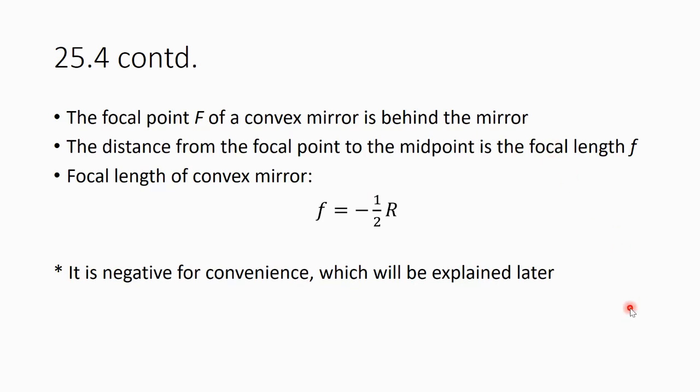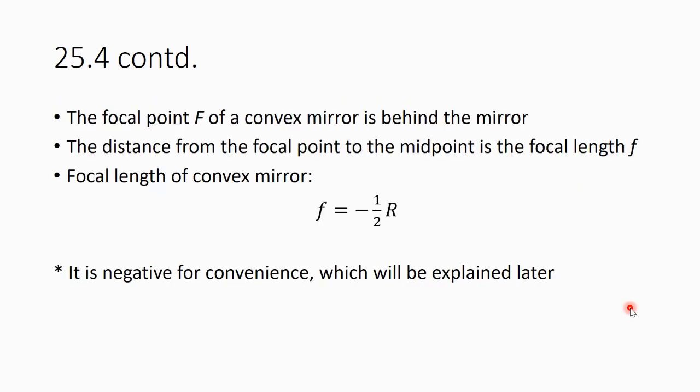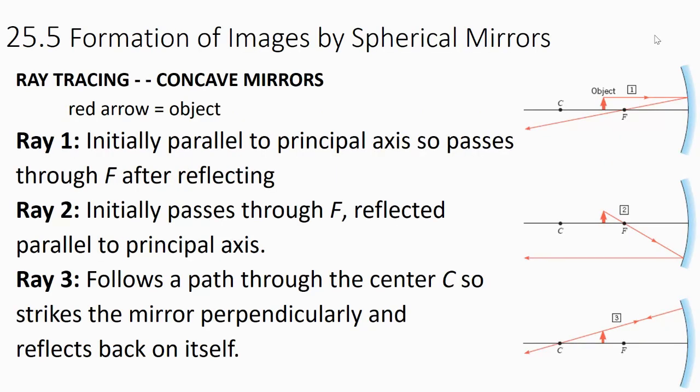A couple of other things. So the focal point, capital F, of a convex mirror is actually behind the mirror. And the distance from the focal point to the midpoint is still just the focal length, lowercase f. So for a convex mirror, we have the same equation as for a concave mirror for the focal length, but we have that negative sign in there since it is actually behind or into the mirror. This slide is very helpful. It has the rules for drawing our 3 rays for concave mirrors. So I would definitely jot this down in your notes.